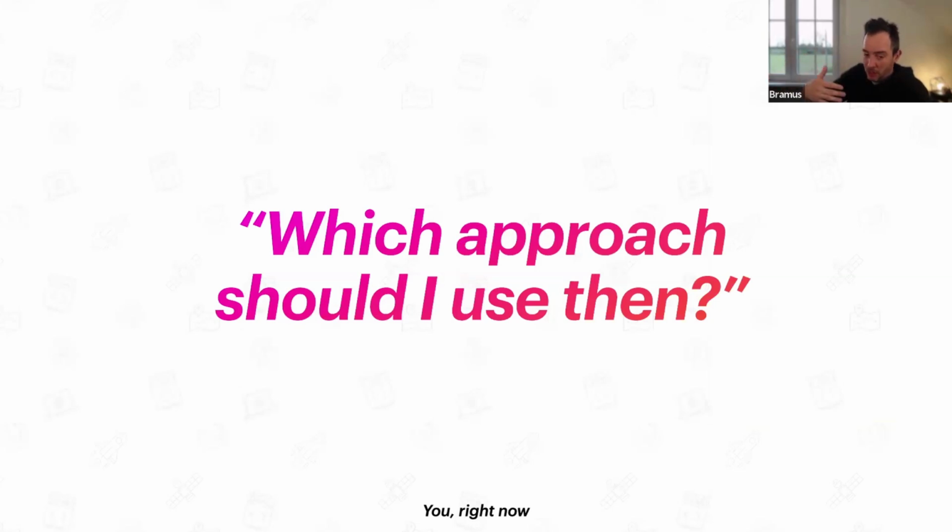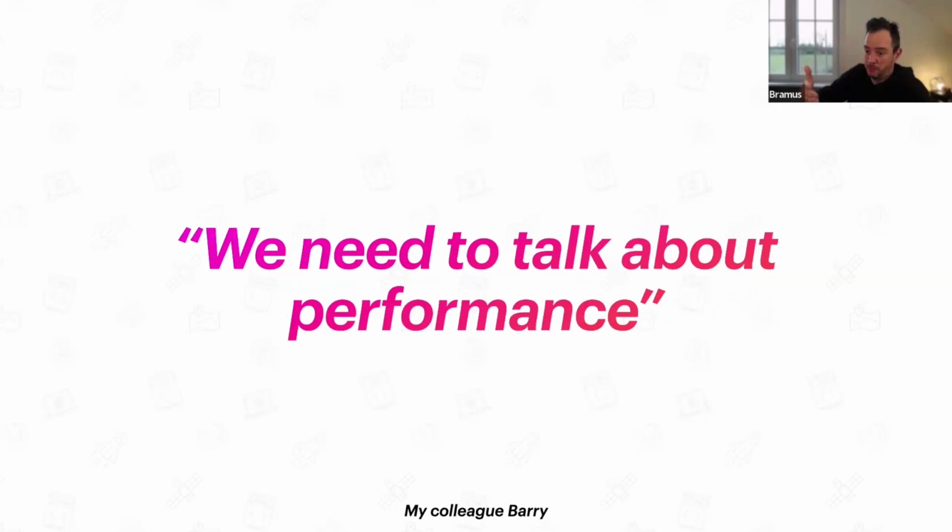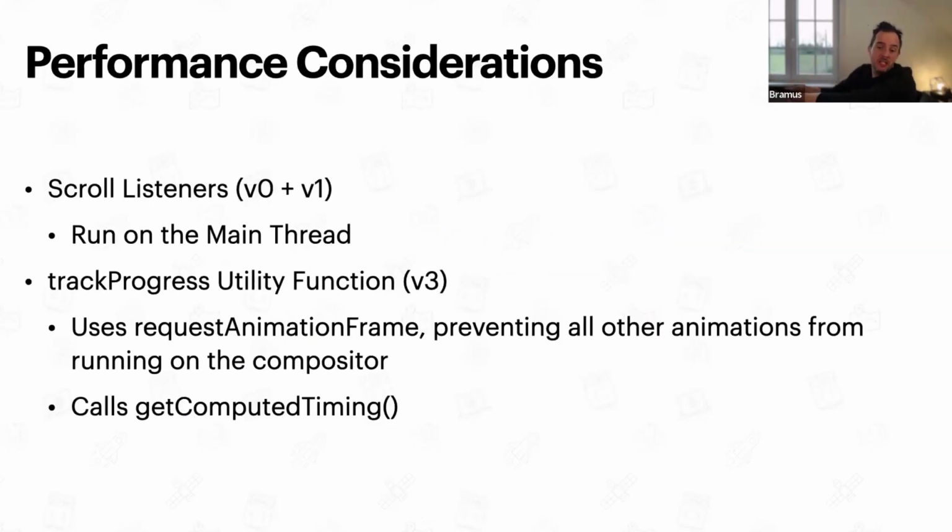Well, if my colleague Barry were here, he would say we need to talk about performance, because these all have implications on performance. The ones with the scroll listeners, V0 and V1, well, they run on the main thread, the scroll listeners, so that's not really feasible. And then also the one that I built with the fake scroll-driven animation, well, that one also runs on the main thread because I am using a request animation frame. And in that request animation frame, I'm using get computed timing.